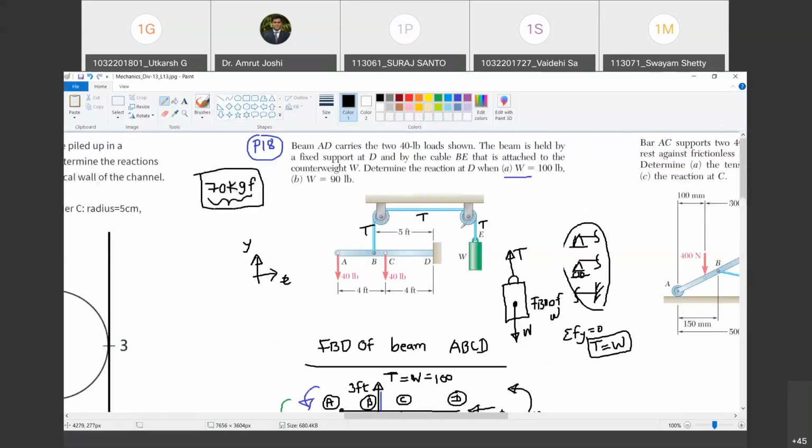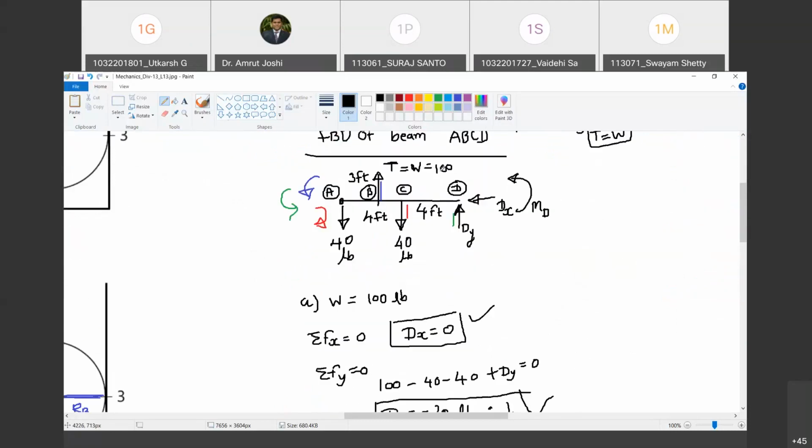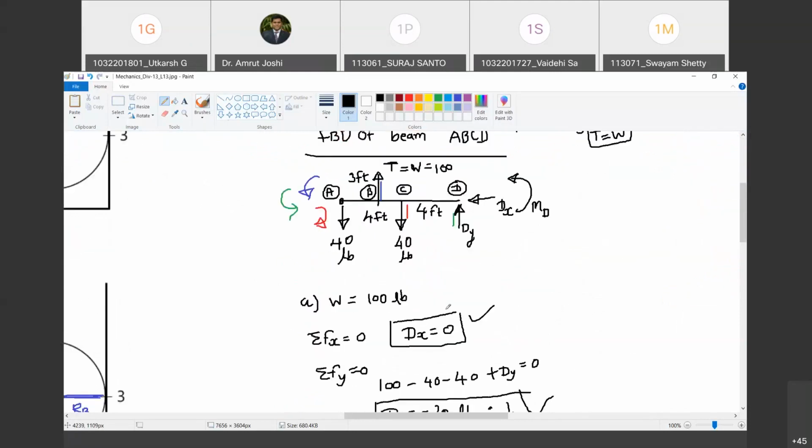Now, the second part of the problem, I'm going to give you as homework. What you need to do is consider this W as 90 instead of 100. And then do the calculations. Are you with me?